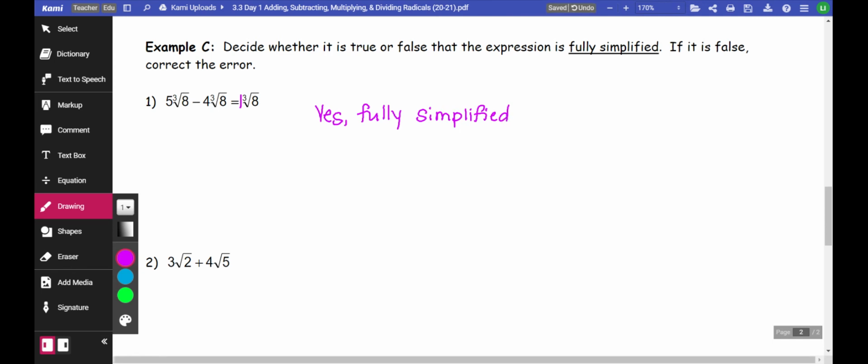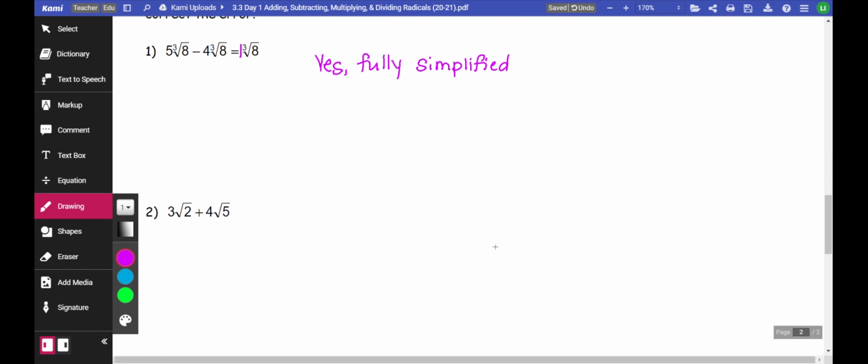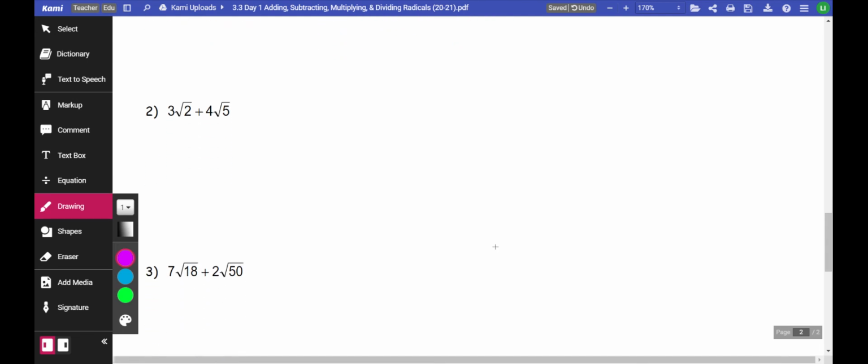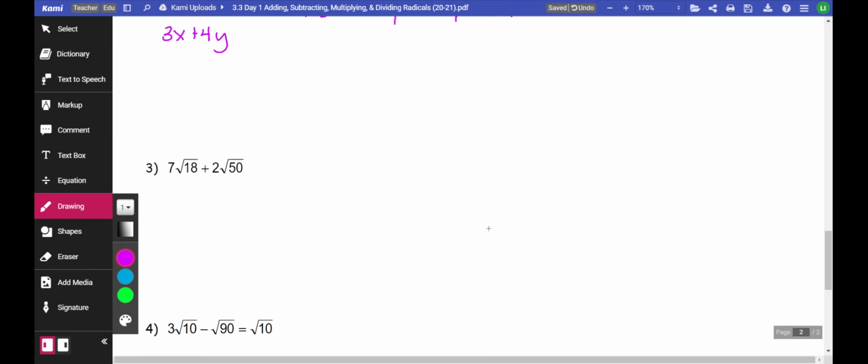Okay, number 2 in this example, 3 root 2 plus 4 root 5. Well, those are unlike terms, okay? Again, it's like saying I have 3x plus 4y. There's nothing I can do with this, so yes, this is fully simplified. Nothing more we can do with it.